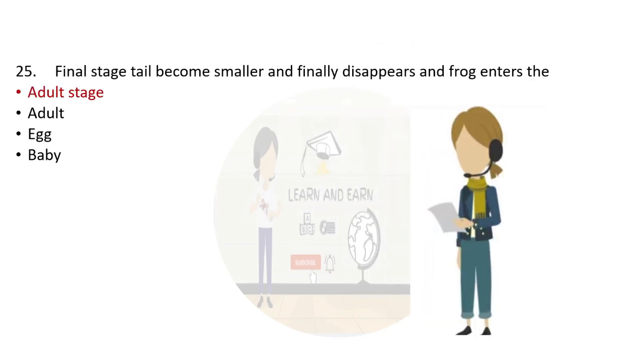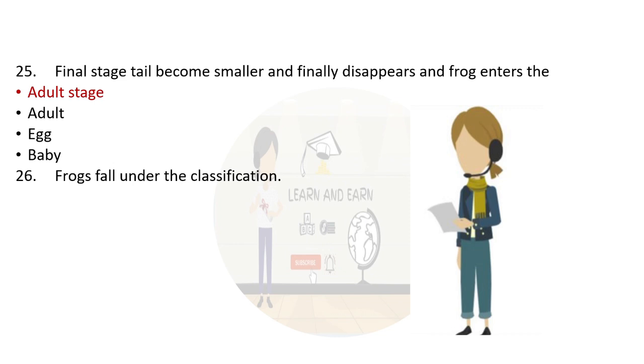Number 25, MCQ: Final stage. Tail becomes smaller and finally disappears and frog enters the: option A, adult stage; option B, adult; option C, egg; option D, baby. The right answer is adult stage. Final stage, tail becomes smaller and finally disappears and frog enters the adult stage.